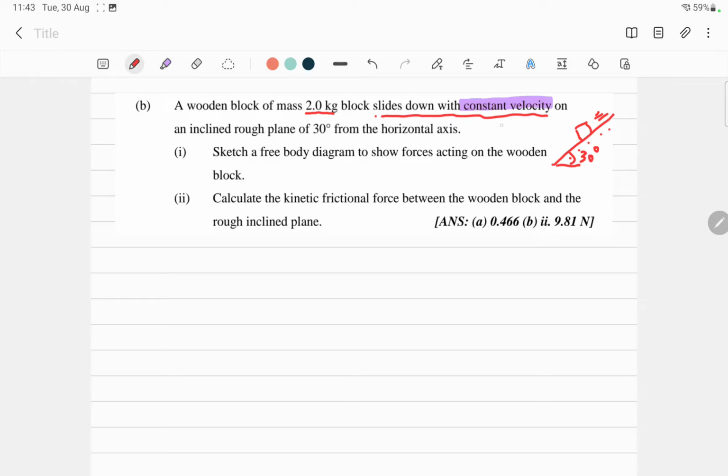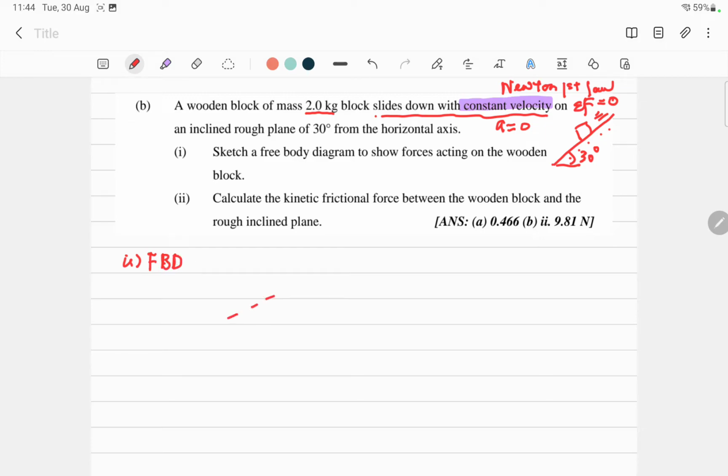Constant velocity means the acceleration is 0. So we understood we have to apply Newton's first law, whereby the summation of forces equals 0. Question 1: sketch a free body diagram to show the forces acting on the wooden block. So we need to sketch our FBD.